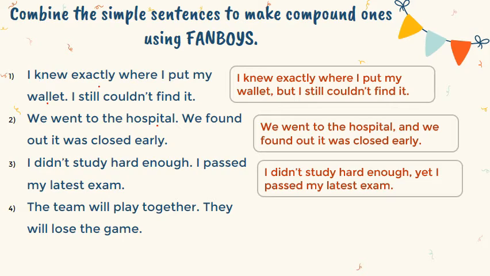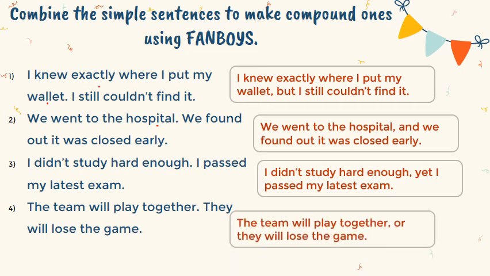Number 4: The team will play together. They will lose the game. So they have to play together, okay? So I'm looking for a word that means if they didn't play together, something bad will happen. So which one? I can say "or". The team will play together or they will lose the game.